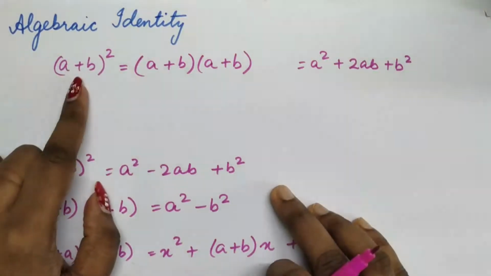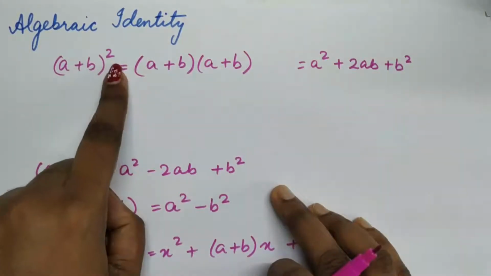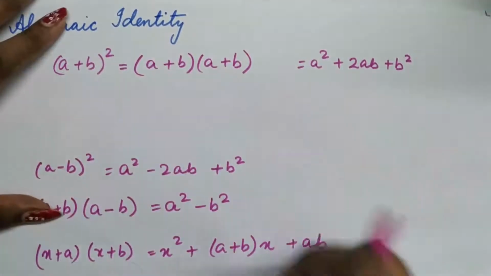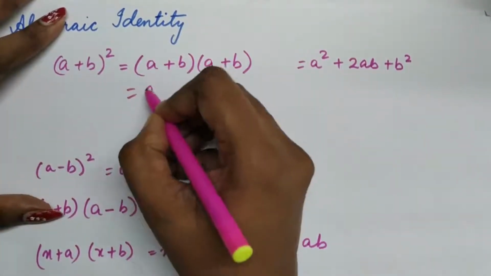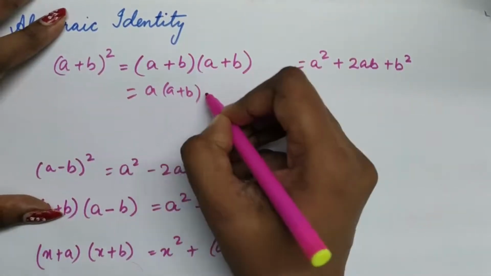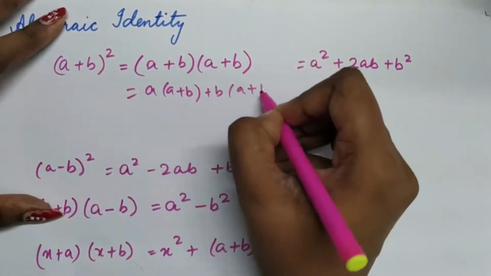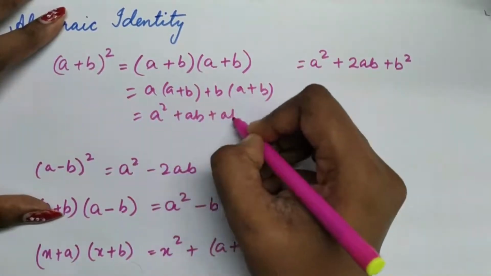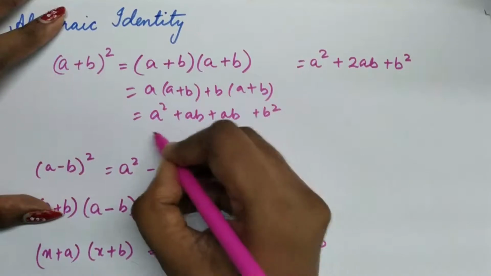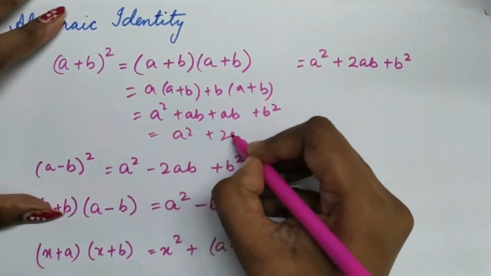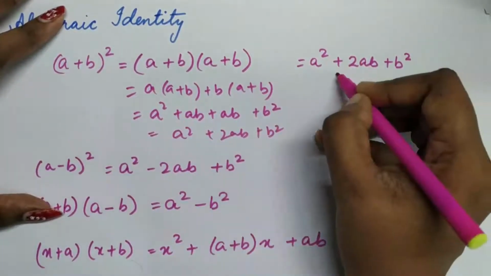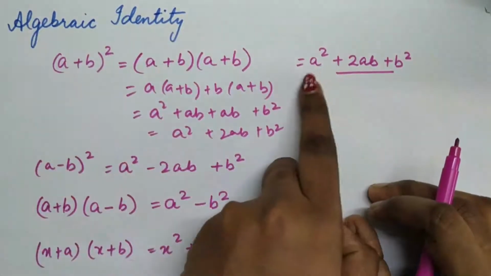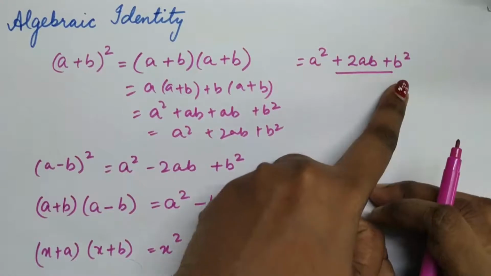For example, we have (a plus b) whole square. That means it is (a plus b) into (a plus b). When I multiply this, I am going to get a into (a plus b) and b into (a plus b). So when I solve it, I am going to get something like this, which is equal to the identity which I have written here. The value of (a plus b) whole square will always be equal to a square plus 2ab plus b square.